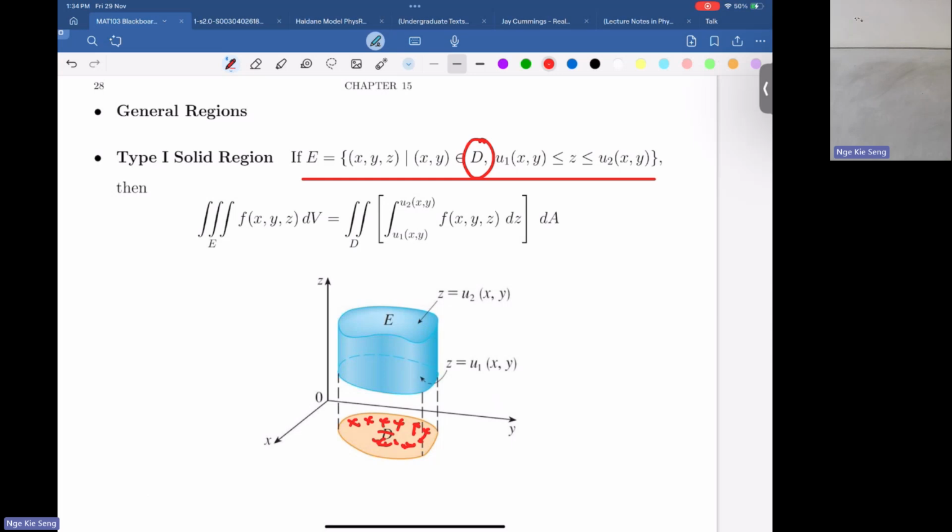You need the height also, because your box has height. So what's the height here? It is bounded below by a function in xy, bounded above by a function in xy also. Okay, bounded above and below.